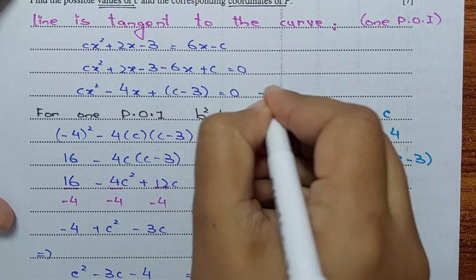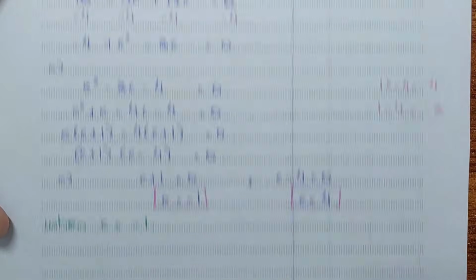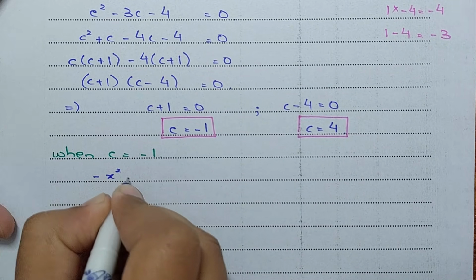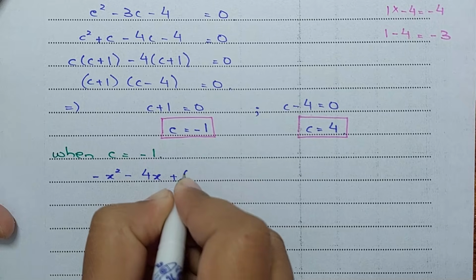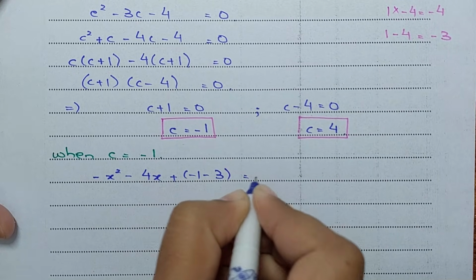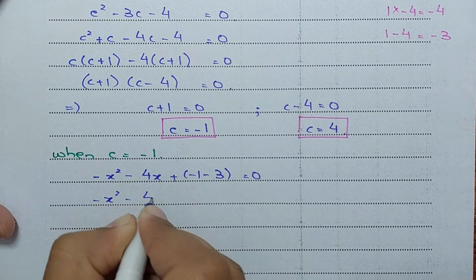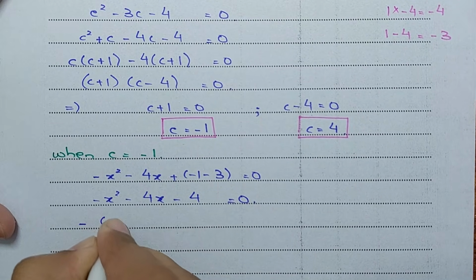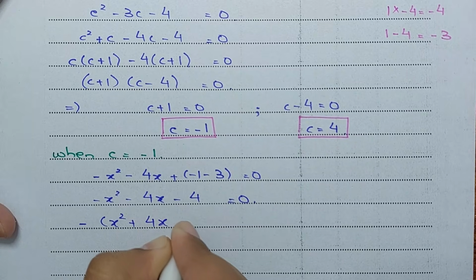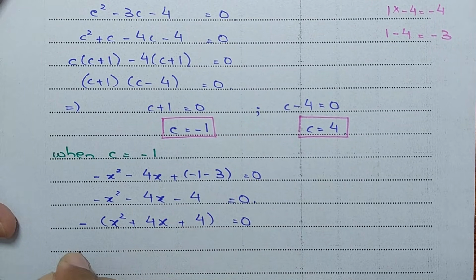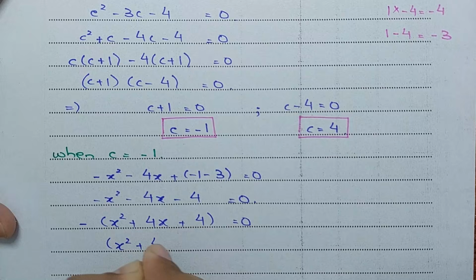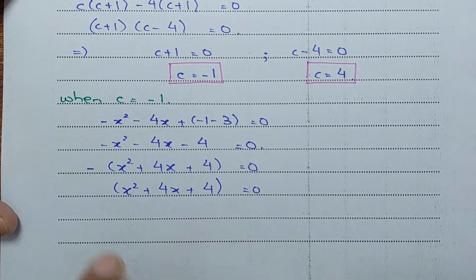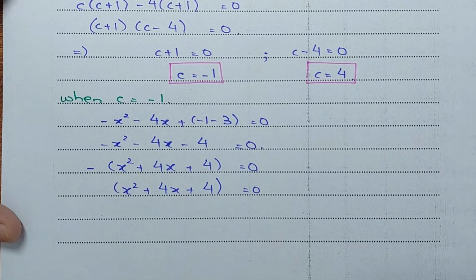So this is the equation. Put c value minus 1 over here. So c is minus 1, so minus x square minus 4x plus minus 1 minus 3 equals to 0. Minus x square minus 4x minus 4 equals to 0. Take negative sign common, x square plus 4x plus 4 equals to 0. So now x square plus 4x plus 4 equals to 0. You can cancel, multiply with the 0, the negative, so it's 0.